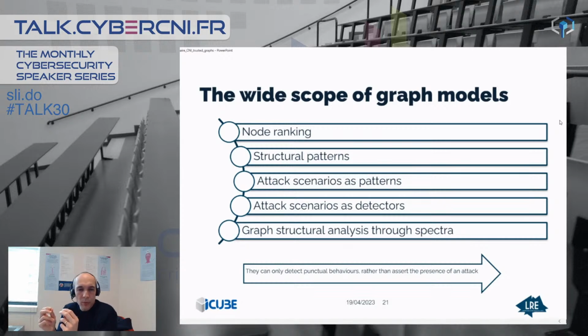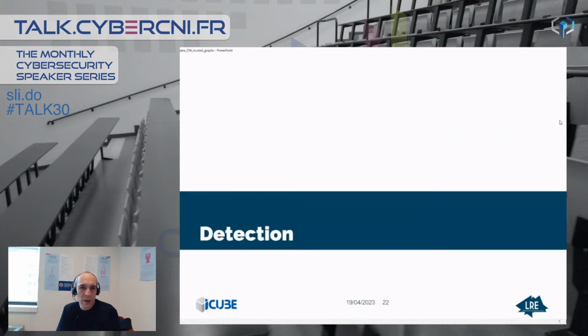Graphs are very powerful for detecting punctual behaviors or really schematic structures, but you cannot directly make the binding between the presence of this structure, the presence of this suite of steps, and asserting the presence of an attack. You learn a lot. This gives us a lot of hints, but it is not sufficient to characterize actual cyber attacks.